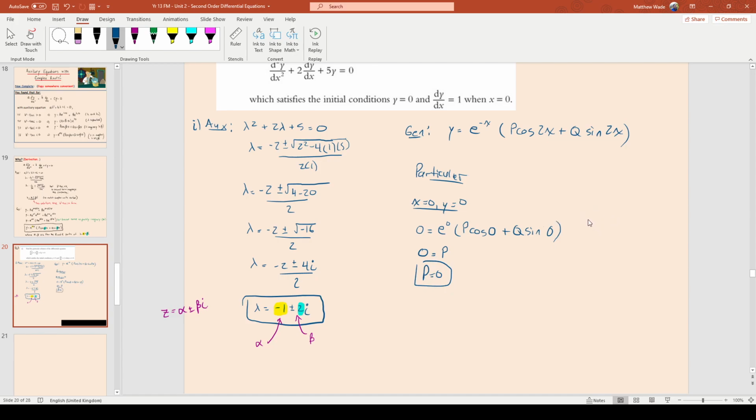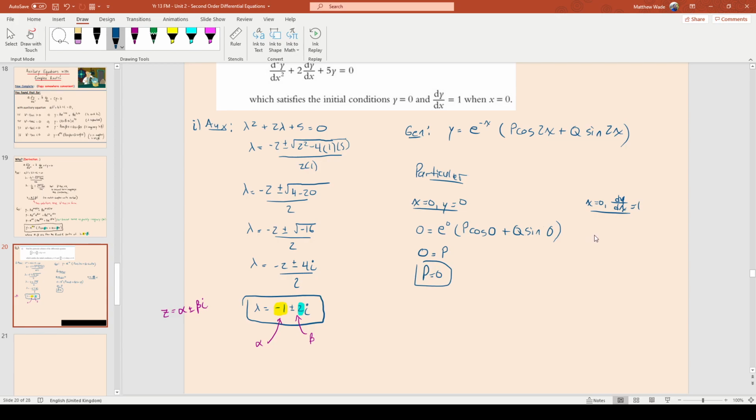Cool. To use the other condition, we're going to have to differentiate first. So we're going to use x is 0 and dy dx is 1. Oh golly, here we go. It's going to be some chain rule going on here. How exciting. I'm going to be lazy. I'm sorry, I'm being lazy again.